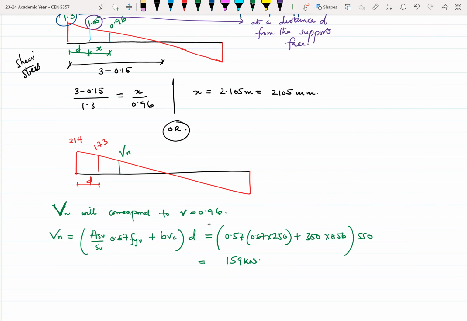Okay, so that's one way to find Vn. I think my or statement should not even be here. It should be more of below, sorry. I can just put that information over here. So the other way to find Vn would be to use the information above, where Vn corresponds to this distance. We found x, so we know what Vn is.